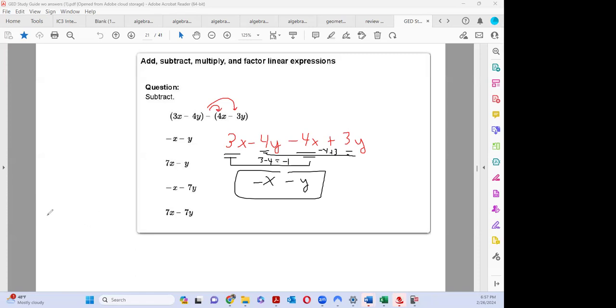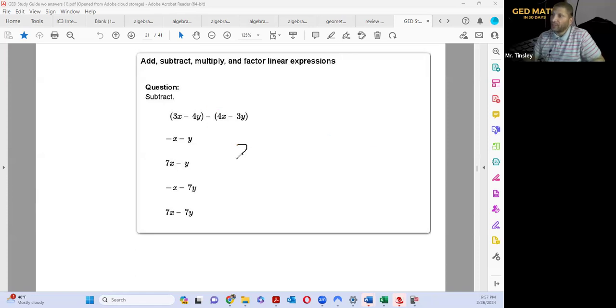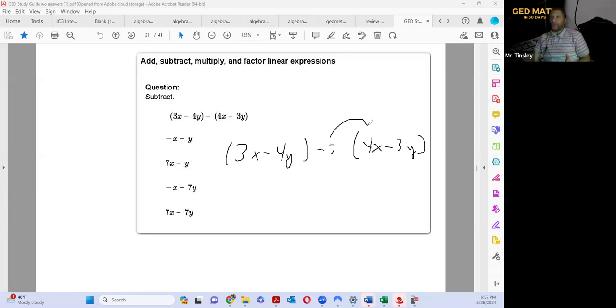What you have to realize is, watch this. Let me show you again. What if I changed it up and I had 3x minus 4y minus 2 times 4x minus 3y? You know how to do this problem because you're gonna multiply. Remember what I told you? That's really a minus 1.